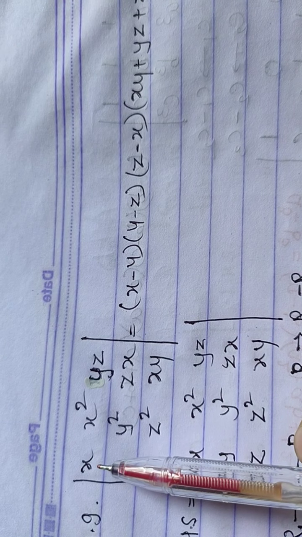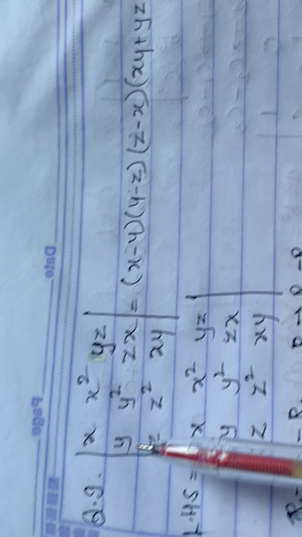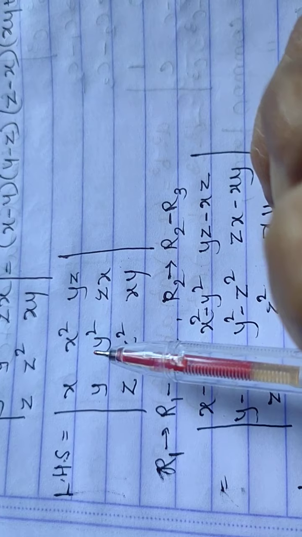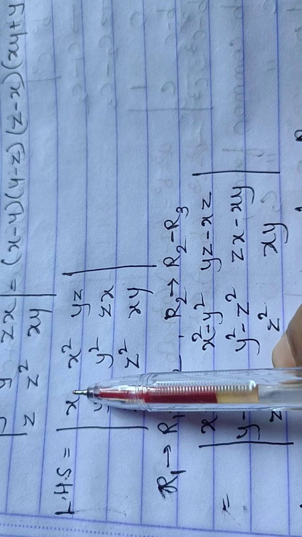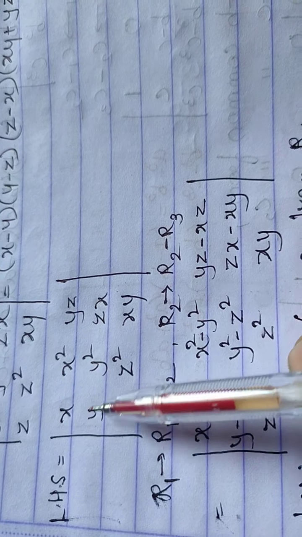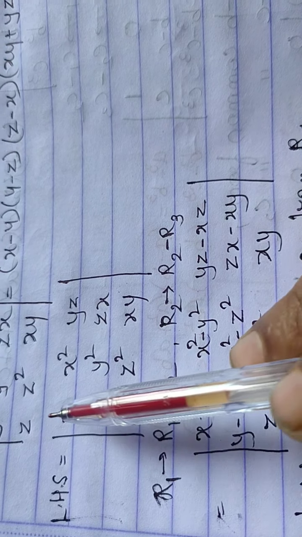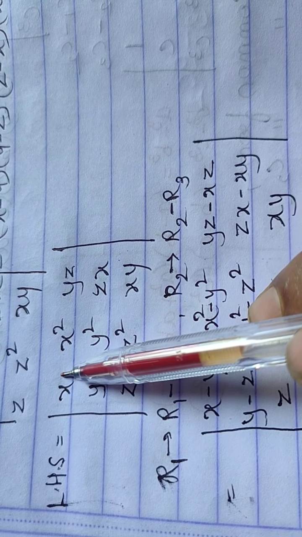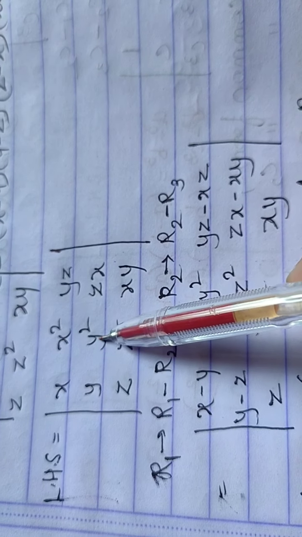So for that we'll try to get x minus y and y minus z as terms. When we consider the left hand side of this determinant, for x minus y, x is in the first row and y in the second row, so we'll do a row transformation. For x minus y we need r1 minus r2. So we'll do this row transformation first, r1 changes to r1 minus r2. Here this term will be x square minus y square.